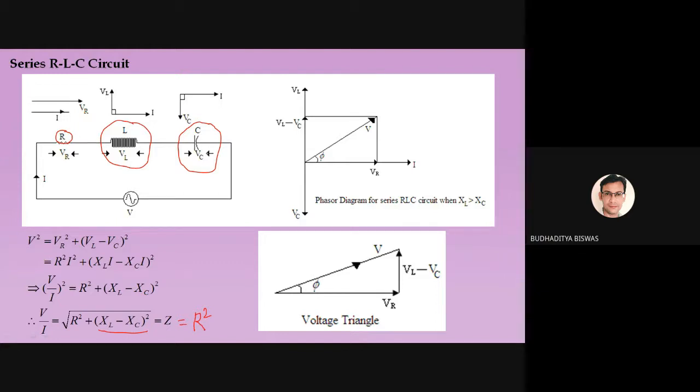But remember, when XL becomes XC, the impedance of the circuit becomes pure. Sorry, this one is not R squared. That is actually R, so this one is actually R. So this becomes purely resistive, and this condition is called resonance.